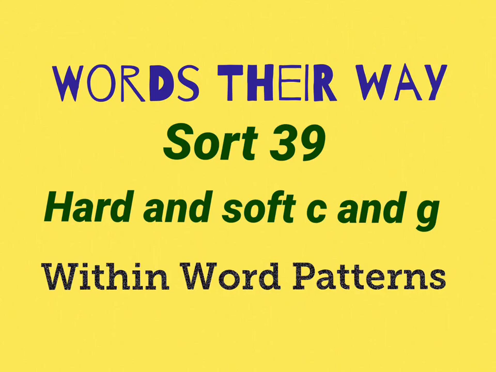Okay, we're going to take a look at the meanings of some words from Words Their Way, within word patterns, sort 39, and we're talking about words with hard and soft C and G. We're going to look at the meanings of these words. And we'll start with gem.